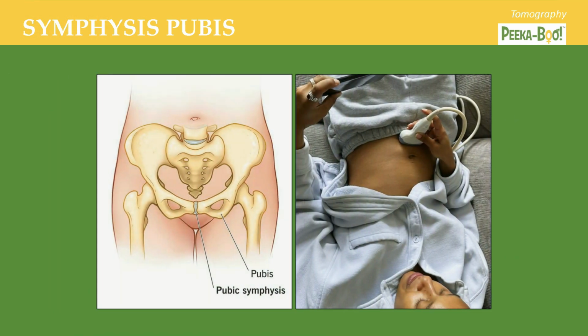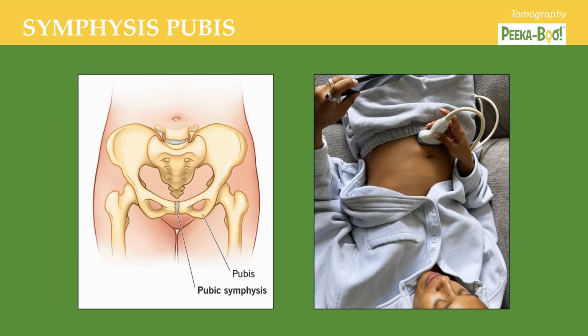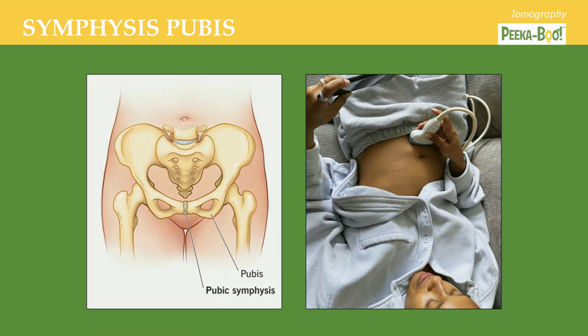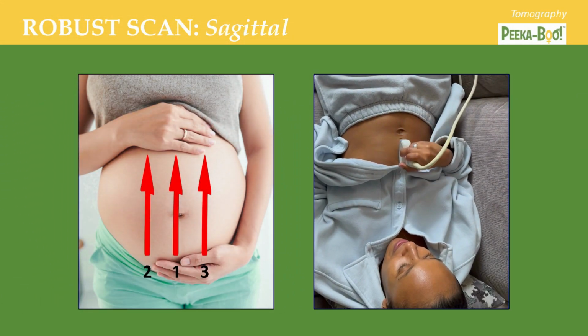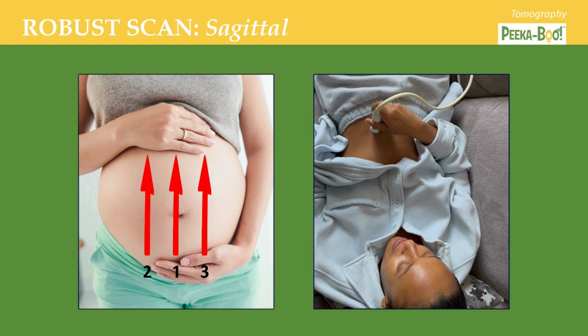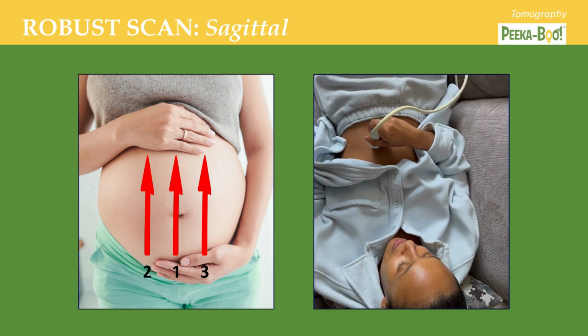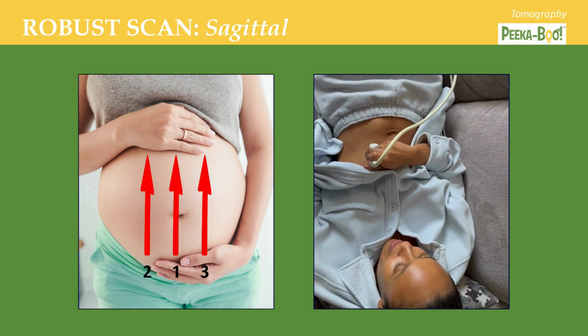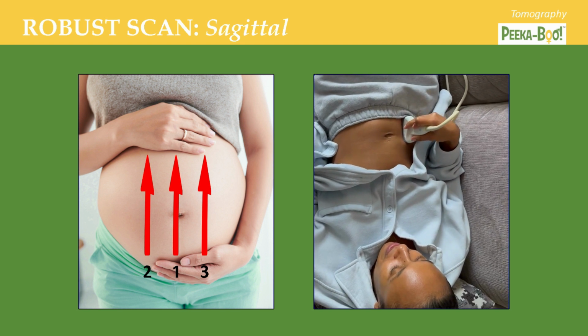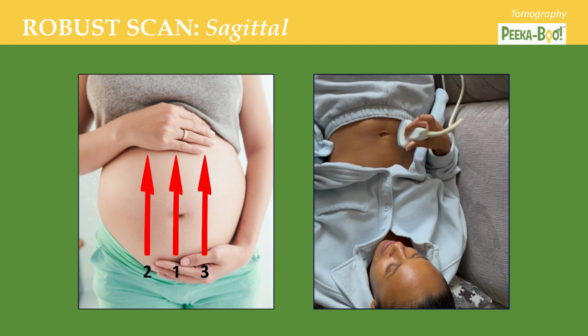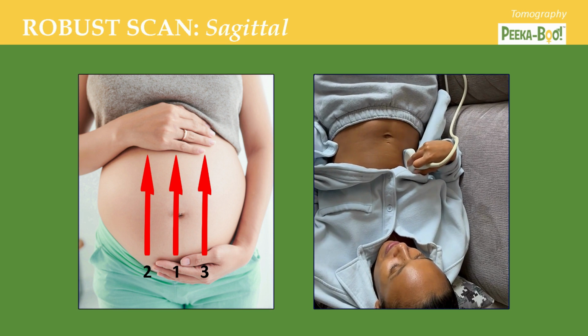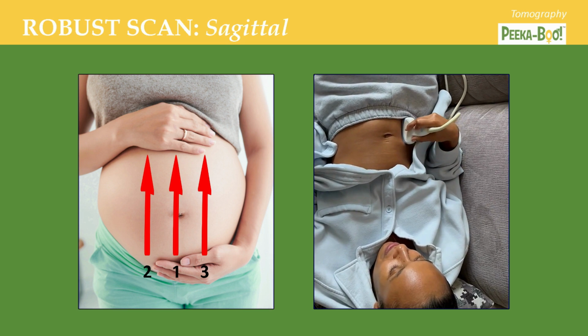You want to begin your scanning just above the symphysis pubis. In the image on the right, the pubis symphysis is located just beneath the mother's hand. To start a robust scan, take 3 sagittal scans from the symphysis pubis below the abdomen to the upper abdomen. The first scan is the midline, the second to the mother's right midline and the third to the mother's left midline. It is important to use adequate gel for contact with the skin.